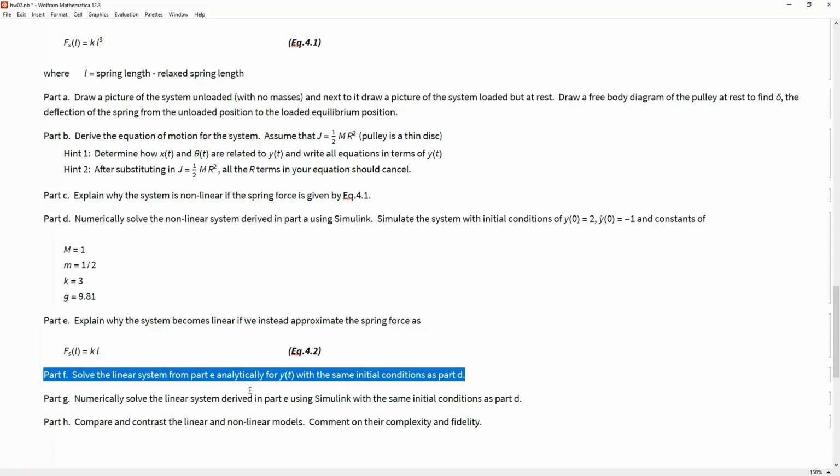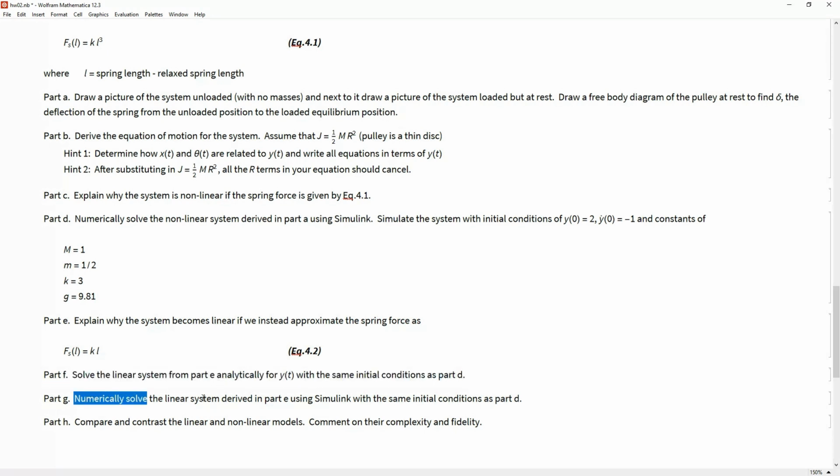And now you could go ahead and solve this. You could do part F right now using the Laplace technique, and you should be able to do this. And then again, for parts G and H, you might have to wait until we have discussions on Simulink, so that we can compare the analytical result you get in part F with some of the numerical results that Simulink is going to spit out at you.